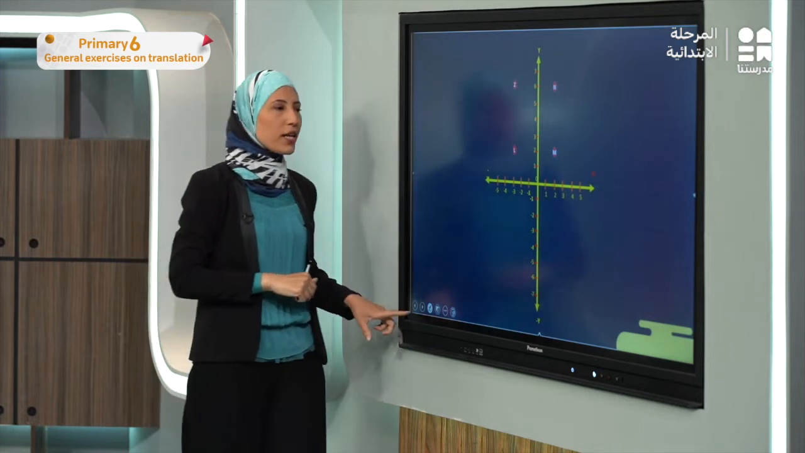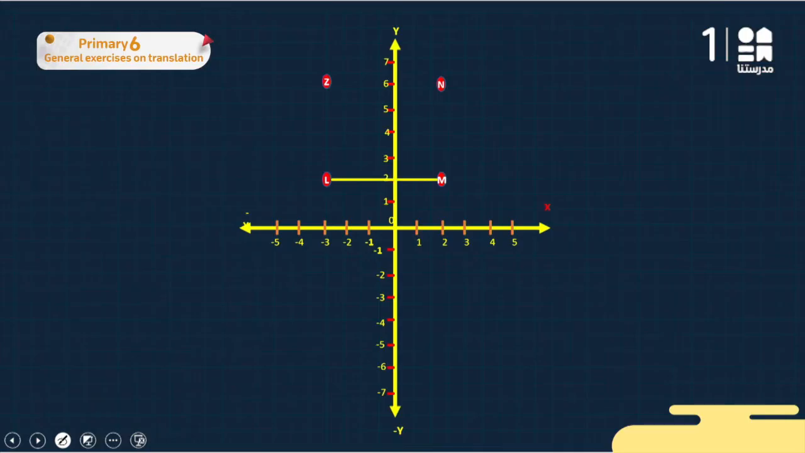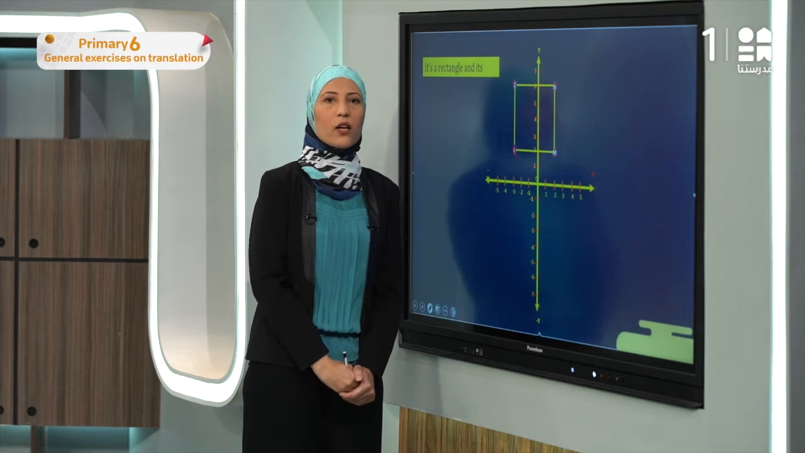So if I join the points L, M, N, Z, joining L to M, M to N, N to Z, and Z to L, I can see this is a rectangle. I have a rectangle shape. So if I have a rectangle, I can find the perimeter and the area of the rectangle.